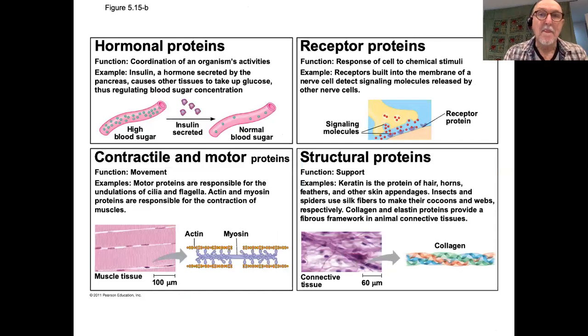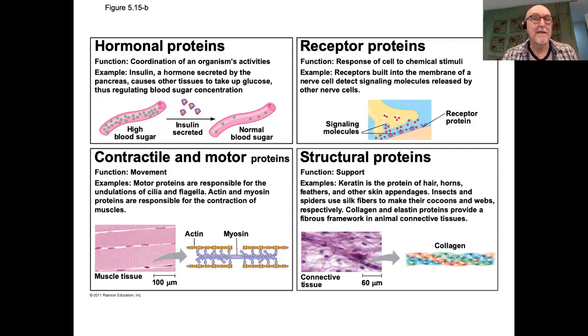Very importantly, we'll hear about them again in some detail later on. Many of our hormones are proteins. And I'll just give you one example of this. The hormone insulin, which is released by the pancreas, is in fact a protein hormone, and it regulates the amount of blood sugar, the amount of sugar that's in your blood.